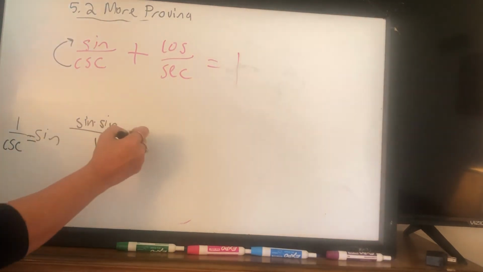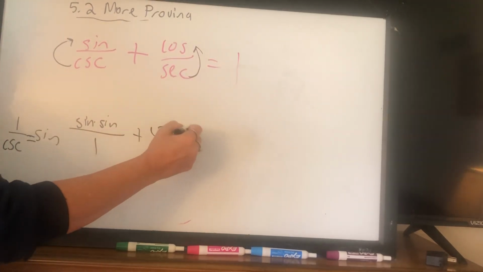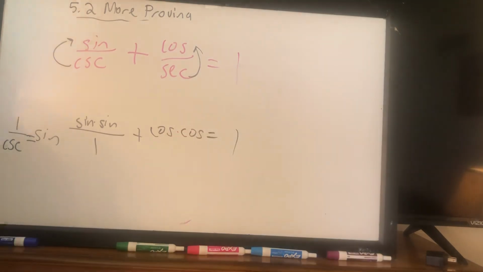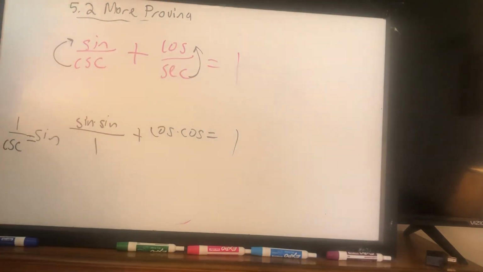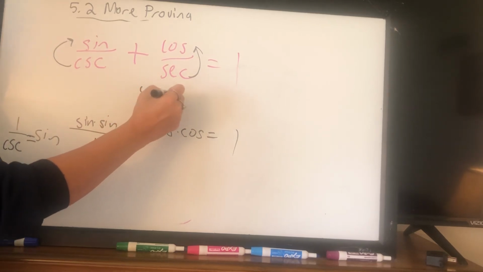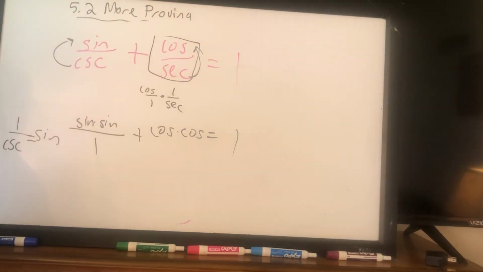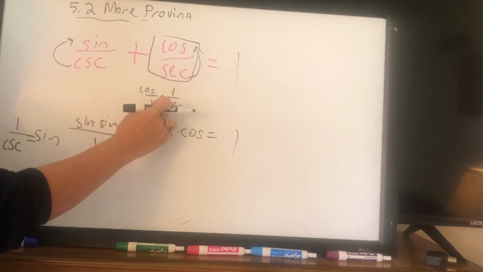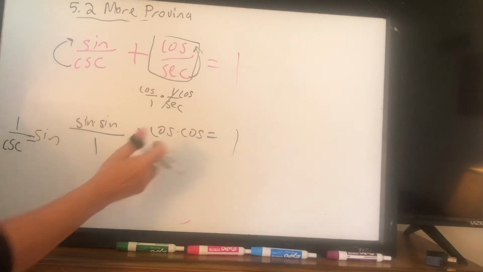Okay? Same thing here. Secant in the bottom is the same as cosine over 1. Again, I know that's confusing, guys. I'm going to keep talking about it. But it's your reciprocal identities. Again, this technically is cosine over 1 times 1 over secant. Isn't that what that is? Okay? And then by our reciprocal identities, 1 over secant is equal to cosine. Okay? That's where I get this other cosine.